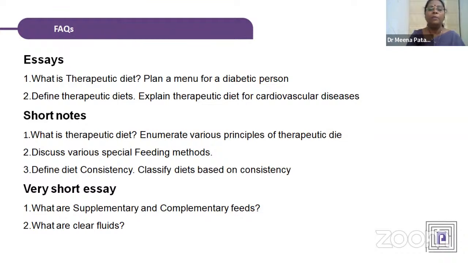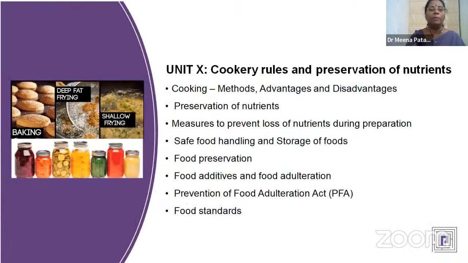Enumerate the various principles of therapeutic diets. Number 2, discuss various special feeding methods. 3, define the diet consistency. Classify the diets based on consistency. Very short. What are the supplementary and complementary feeds, and what are clear fluids? As I just mentioned, for diarrhea, clear fluids.